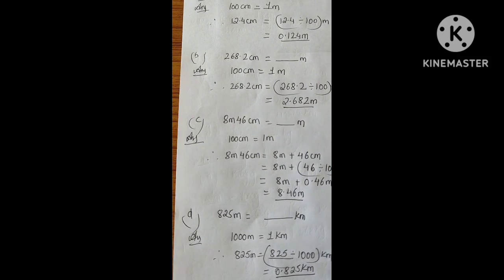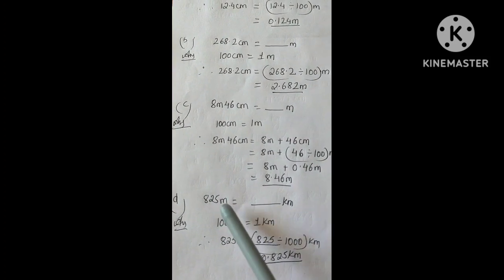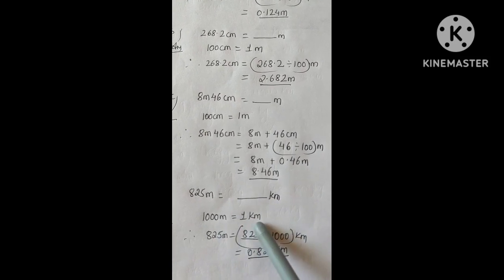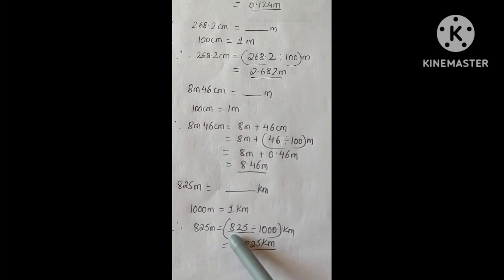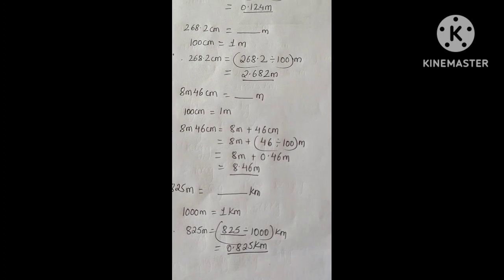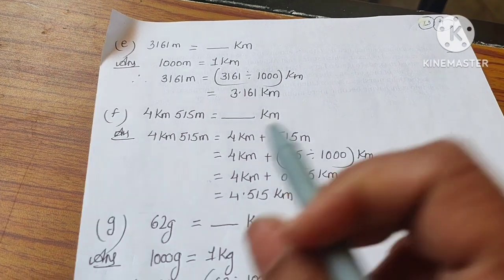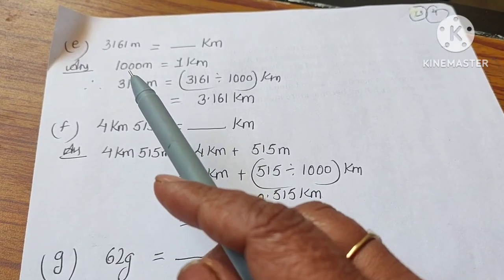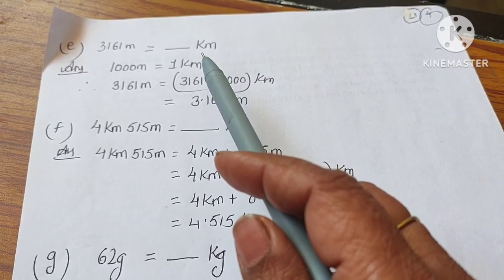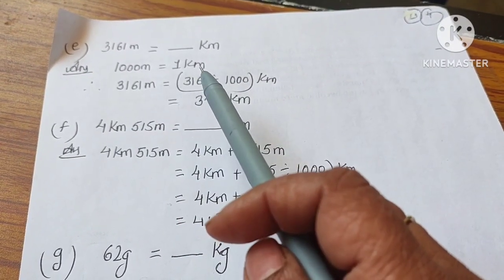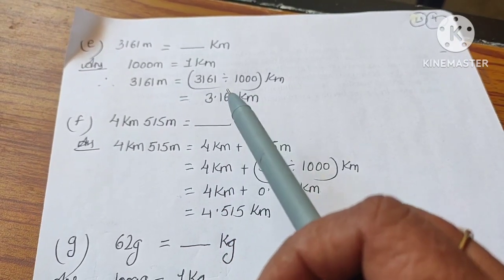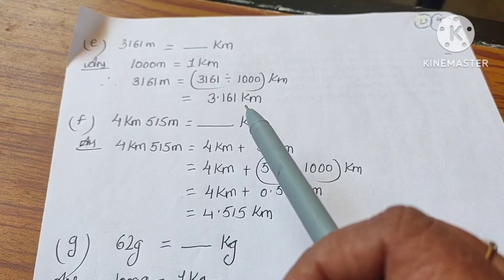Okay. Now in question D, what we have to do is convert 825 meters into kilometers. Now 1,000 meters is equal to 1 kilometer. Therefore 825 meters will be equal to 825 divided by 1000, and it comes out to be 0.825 kilometer. Now how are we going to solve E? 3161 meters is equal to dash kilometer. That is, meters has to be converted into kilometer. 1000 meters is equal to 1 kilometer. Therefore, 3161 meter is equal to 3161 divided by 1000. It comes out to be 3.161 kilometer.